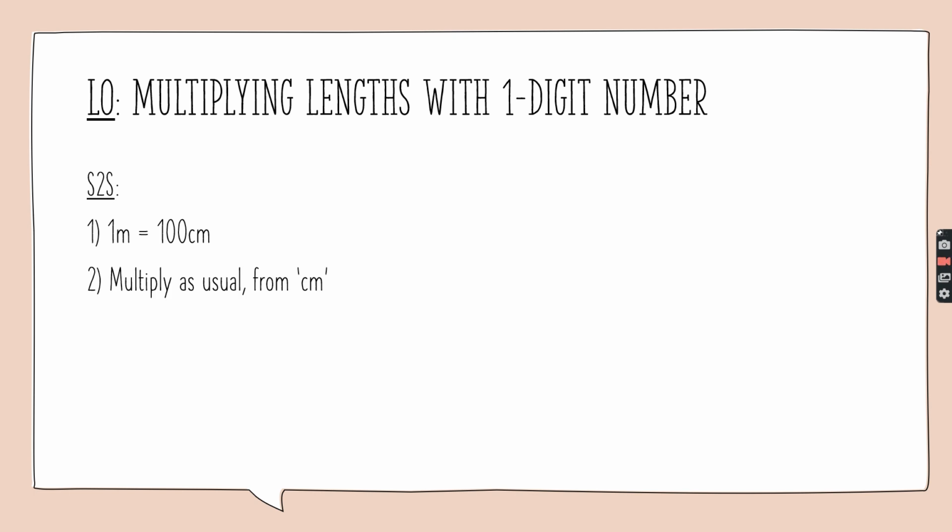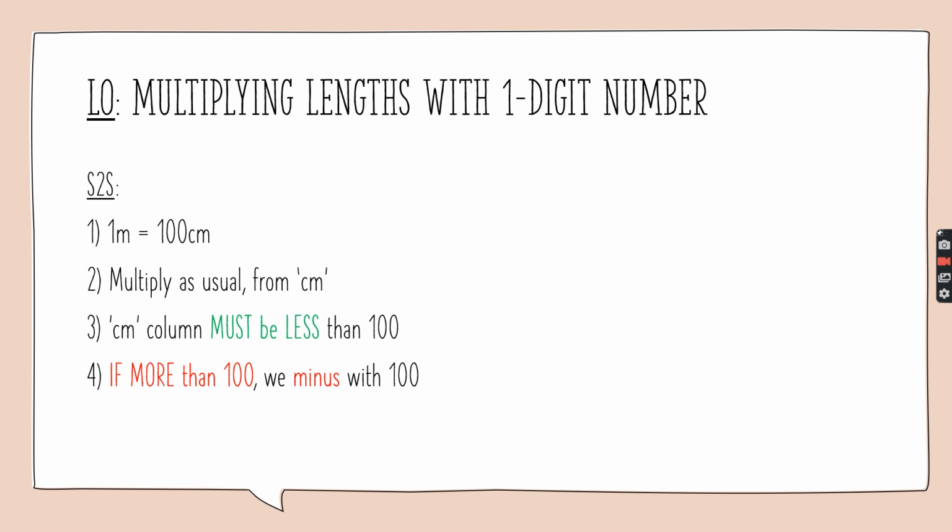Step 2, we're going to multiply as usual from centimeter. We're going to look into that later on. Step 3, centimeter column must be less than 100. Step 4, if more than 100, we need to minus it with 100. We're going to look into that later on. Step 5, then add 1 meter to the meter column.